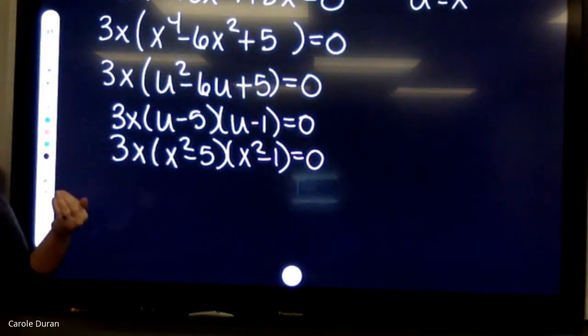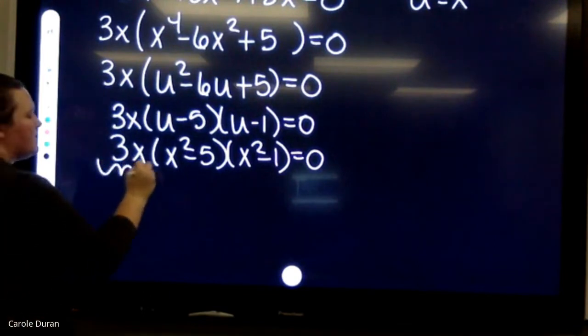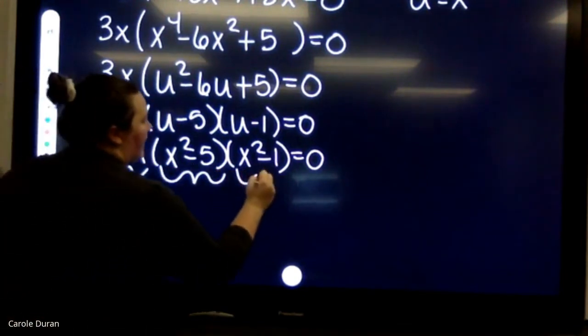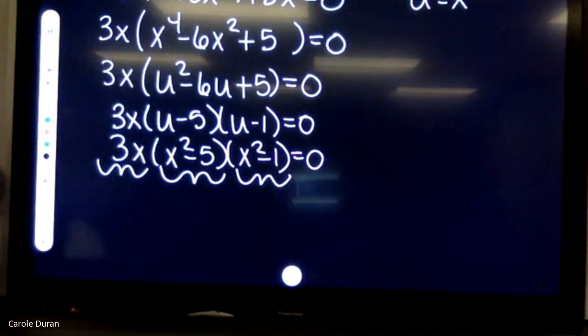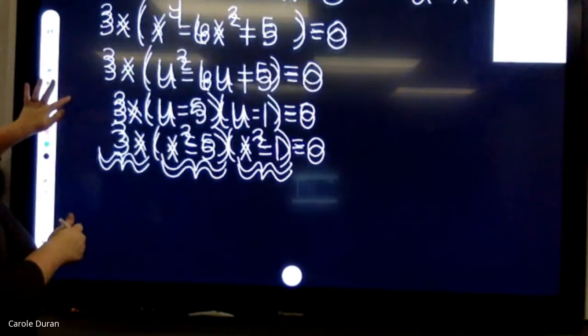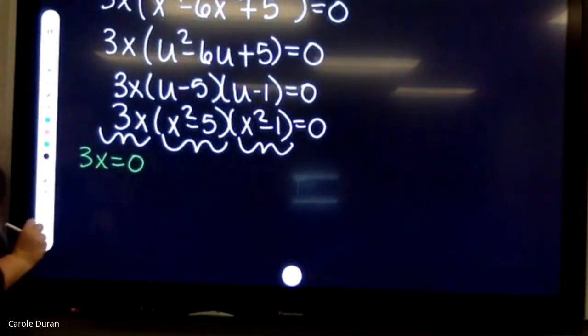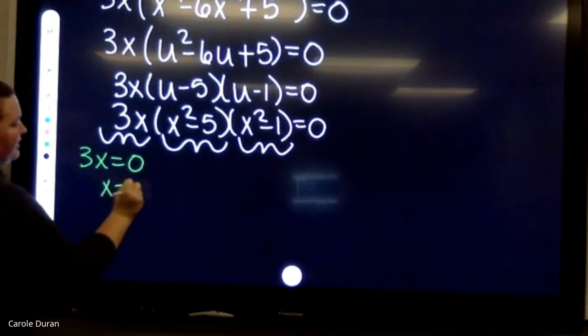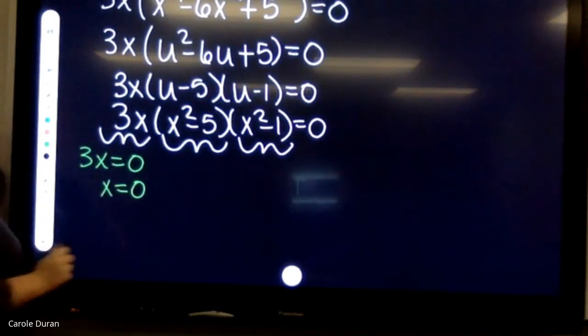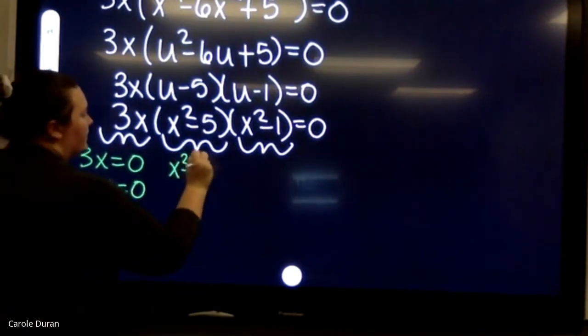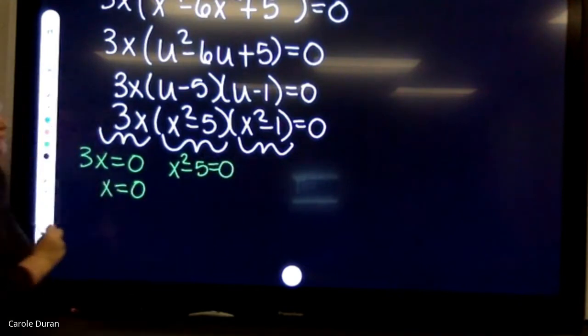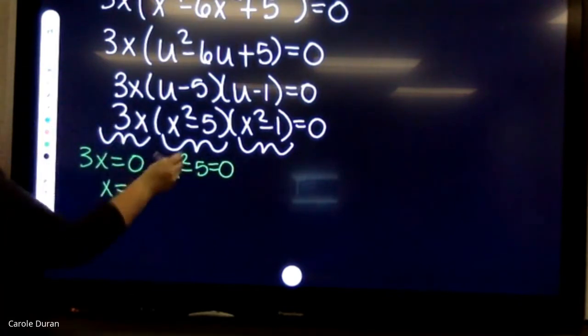So once I get this far, I'm going to take each of these individually, set them equal to 0, and solve. This is going to give me all of my zeros. When I set 3x equal to 0, I divide each side by 3, and I just get x equals 0. Then I set x squared minus 5 equal to 0. To solve for x, I have to add the 5 over.